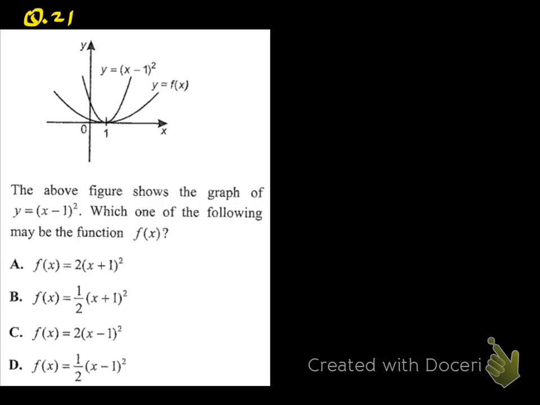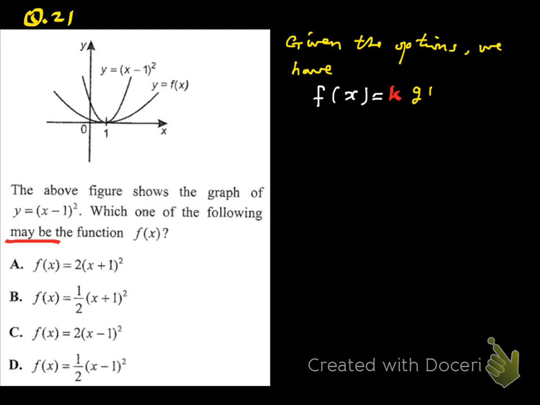Now this last question is one that many of you got wrong. So look at this carefully. We're given one graph of y equals x minus 1 all squared, and another graph of f of x. The question asks which one of these may be the function f of x. By looking at the options here, we're looking at some kind of f of x equal to k times a function of x. In here, the g of x in my case is x minus 1 all squared.